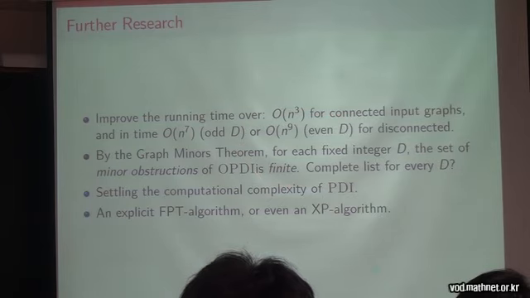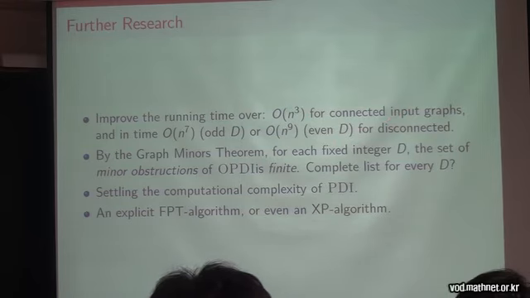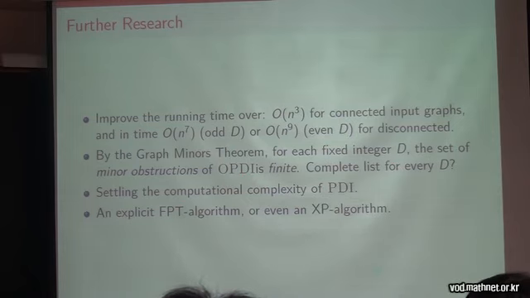So obviously, we are interested in whether you can improve the running time. Also, the first approach we tried for this problem is to produce all minor obstructions, because we already know that the yes instances are closed under taking minors. So we tried to produce all the minor obstructions, but we have partial lists, not for all. So this can be also an interesting question.